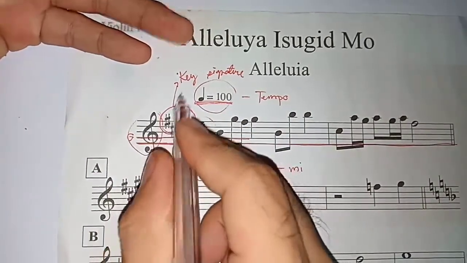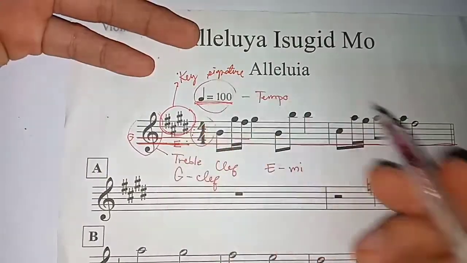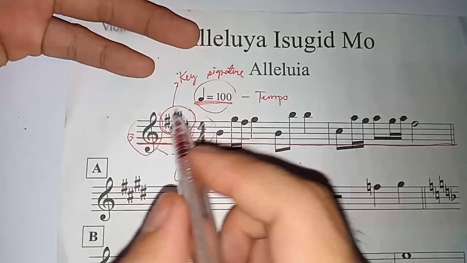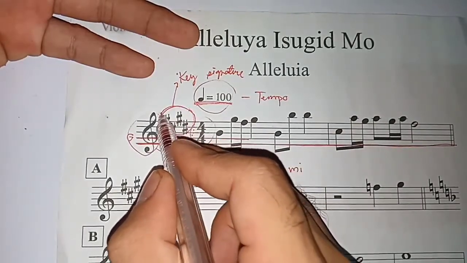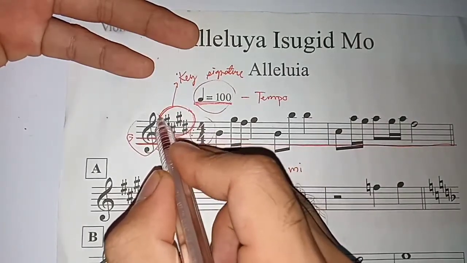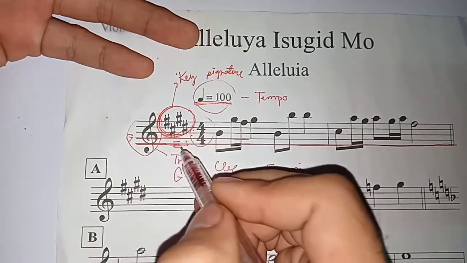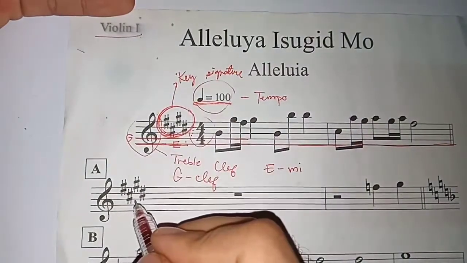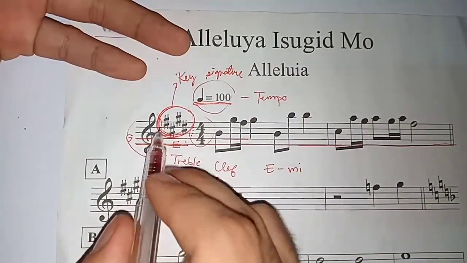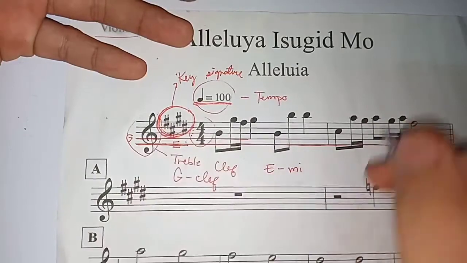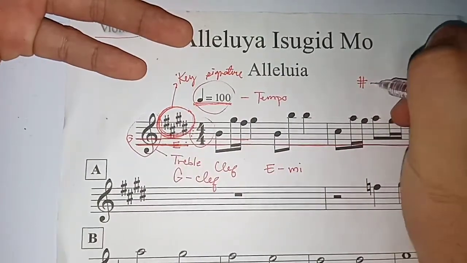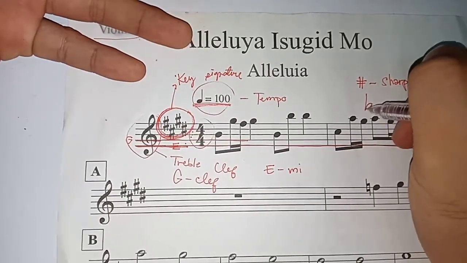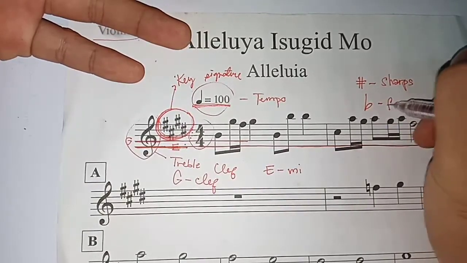The key signature determines the tune of the whole song. It is also our guide on what chords we are going to play in a specific score on the violin. So what do you call this one again? This is what we call sharps. And this one that looks like B is a flat.